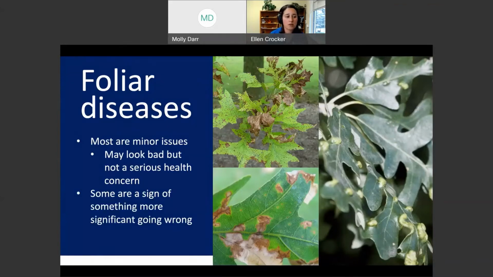However, some are a sign of something more significant going wrong, and being able to distinguish those is really key. Is this something that just looks bad, is aesthetic, and is going to go away and not really impact the tree that much? Or is this something that's the sign of something more serious for the health of the tree?